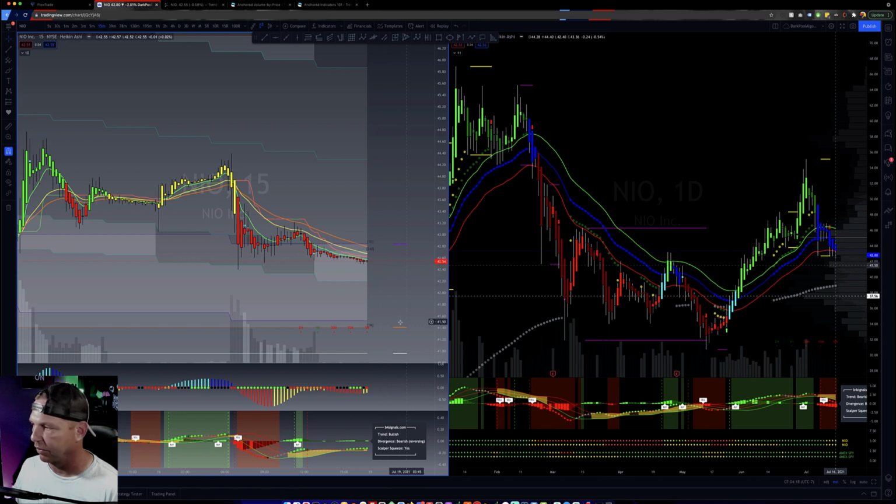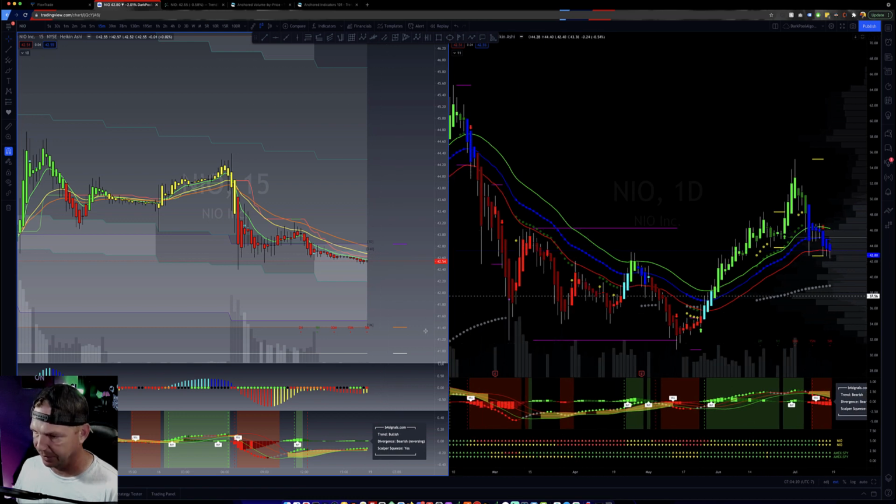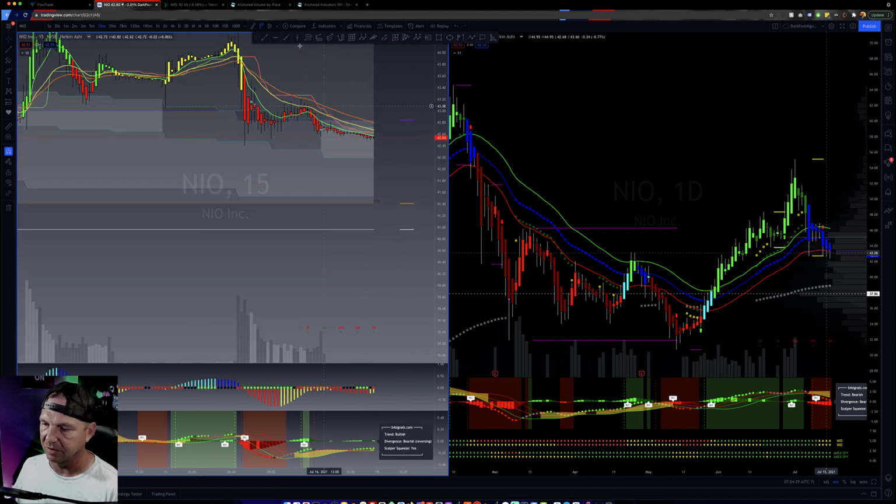Like I said, if we break below 41.40, we've got one final stop at 41 before NIO just kind of falls off the face of the earth, right? Our MACD is starting to curl around on the 15-minute chart. The squeeze is starting to curl around, so it really is at a decision-making point.